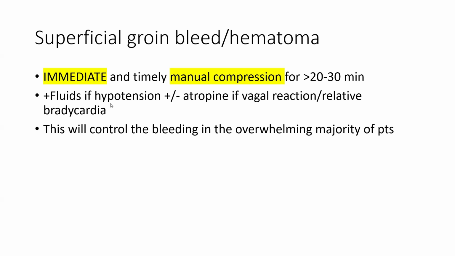Along with that, if the patient is hypotensive, you give fluids plus or minus atropine if he's having a vagal reaction. If he's bradycardic or relatively bradycardic, he's hypotensive and his pulse is 65, that's relative bradycardia. So you give fluid and plus or minus atropine. This will control the bleeding in the overwhelming majority of patients.